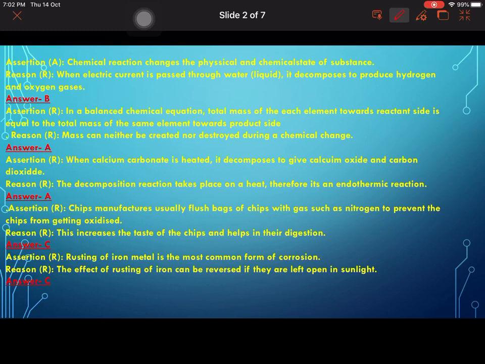Rusting of iron metals is the most common form of corrosion, and the effect of rusting of iron can be reversed if they are left open in sunlight. So again the reason is wrong, so the answer will be C.